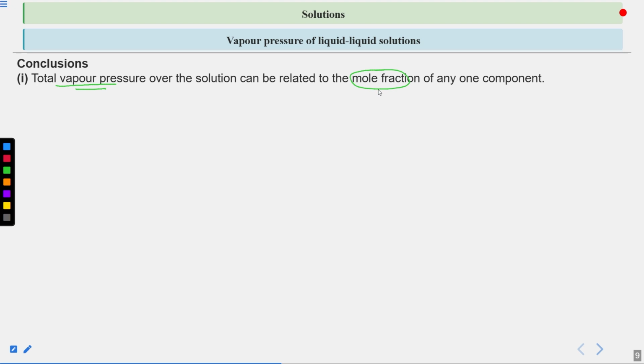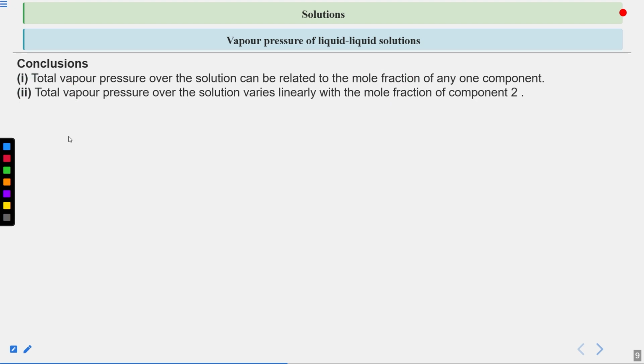You can substitute the same for chi1 also and get a direct relation between the total pressure and the mole fraction of the first component. So this is a very, very important point. Now, what is the second thing? The total pressure over the solution varies linearly with the mole fraction of component 2. Or if you substitute it for component 1, we may say the same thing, that it will vary linearly with the mole fraction of component 1, for which we will see a graph.